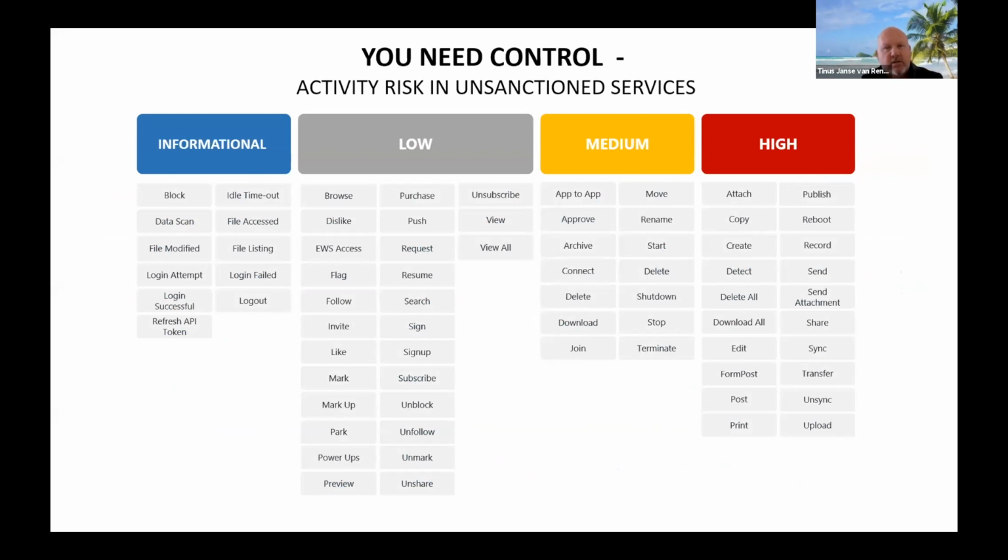So when you look at this question, you need to get control. Activity risk and unsanctioned services. This is just a scenario. Based on category, informational, low, medium, or high, you can have different actions. Looking at the action profile, we can look at browse, dislike, flag, follow, invite, like, markups. This is specifically with regards to, for example, a social media platform. So we can check whether you can like or not like, share or not share, repost, unmark, unfollow, unblock, unsubscribe, what have you.